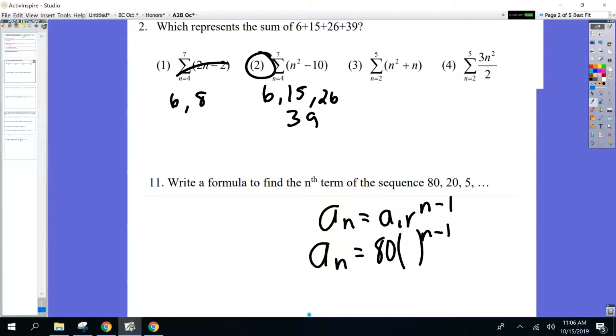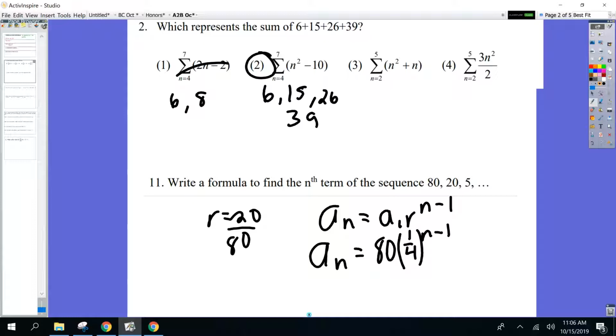If you can't see it from here, I gave you a trick weeks ago, which is take a term. So if I take 20 and divide it by the previous term, which in our case is 80, that reduces down to what, Rachel? 1/4. So there's your R value.